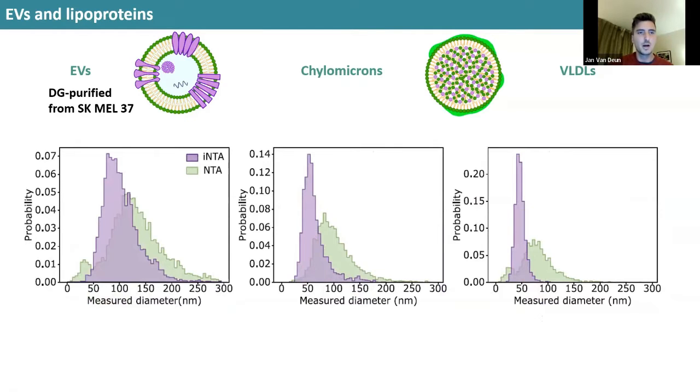So when we measure the same particles with NTA versus INTA, we see basically what Vahid talked about earlier. So with the NTA, you usually have a bias towards larger sizes of particles. So you can see that all of the size histograms are sort of skewed towards larger sizes for the NTA, while for the INTA, you also pick up on the smaller particles.